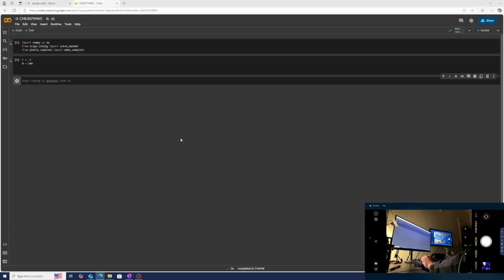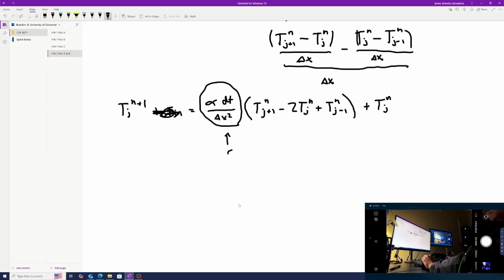For homework 2, part 1, for part C, we're going to be doing Python now using the equation we just derived in order to simulate this heat diffusion within our material. So one thing that's important to know is our thermal diffusivity times our change in time divided by our positional step squared, we're going to be calling that R, and later we'll go into detail into why this R is bound to be within a certain range.